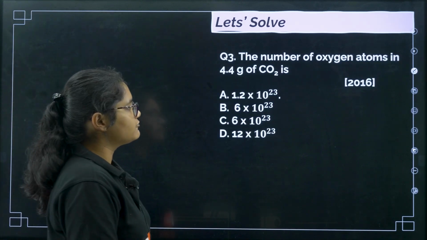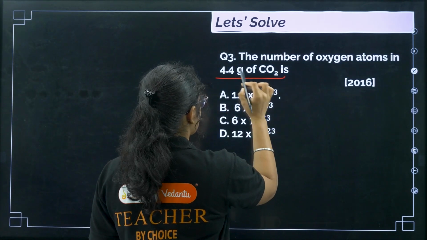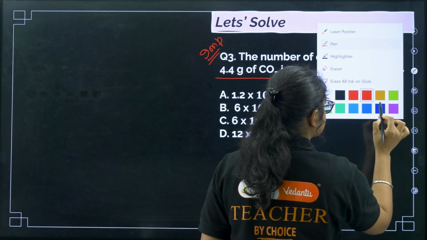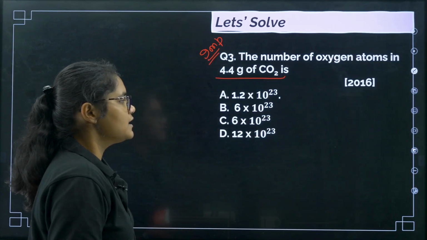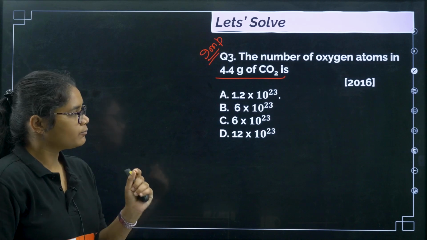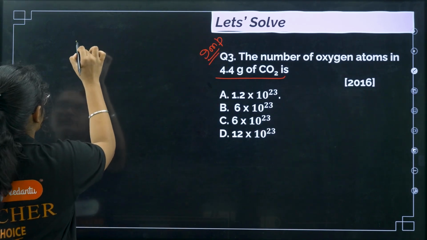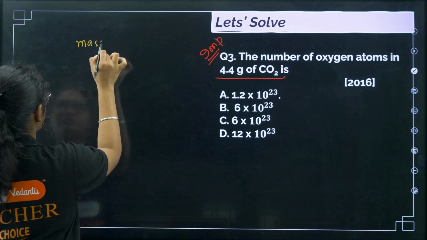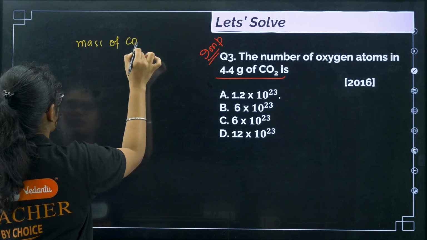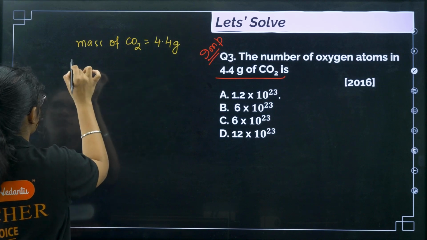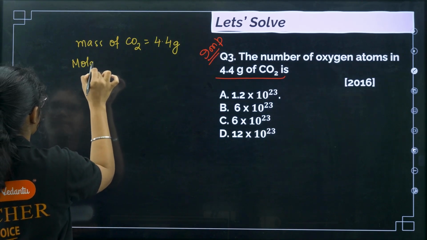Okay, next, the number of oxygen atoms in 4.4 gram of CO2. This is a very important question. Okay, 2016, this previous year question it was asked. So let us go step by step. Mass of CO2 is how much? 4.4 gram given. Okay, what is the molar mass of CO2?